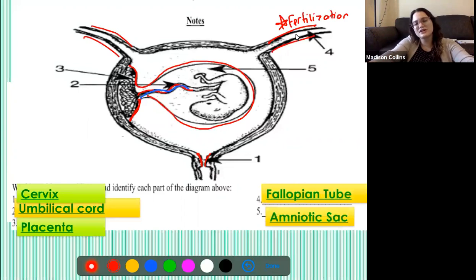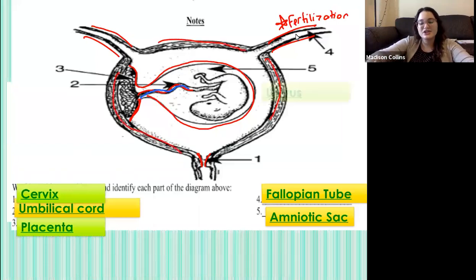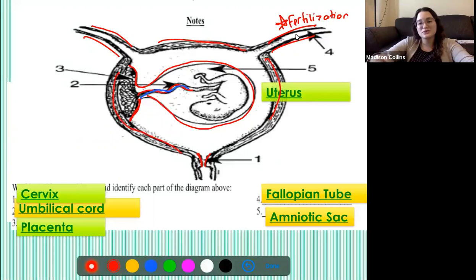Right, now there's 2 structures that I also want to mention that are not in this diagram. And that is this entire structure as a whole. What is this fetus growing inside of? We need to know this structure as the uterus.